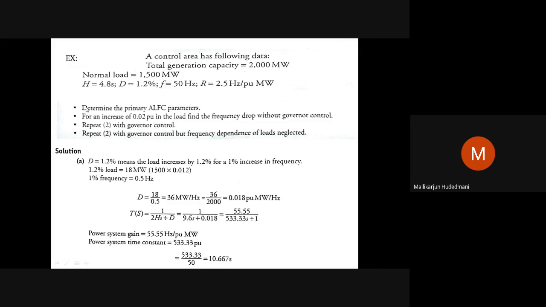So for this problem, the first heading is determine the primary ALFC. For that, you can see the transfer function equal to 1 by 2HS plus D, or KP by 1 plus STP. It is KP by 1 plus STP at the end, which again requires H and D. They have been given. H is given, D is given. Transforming them from percentage to per unit, we have to work.